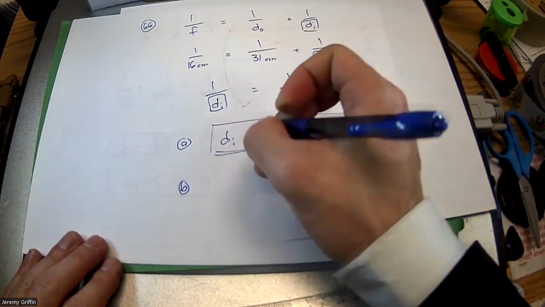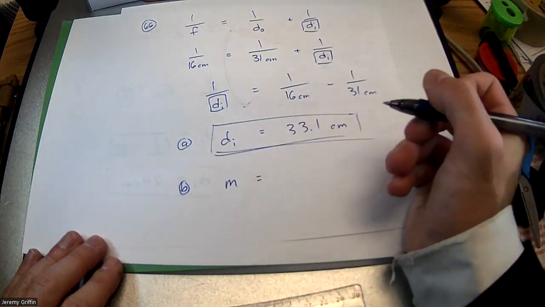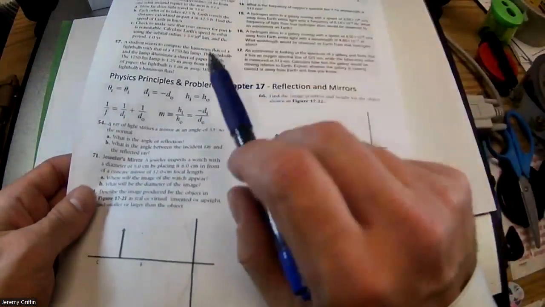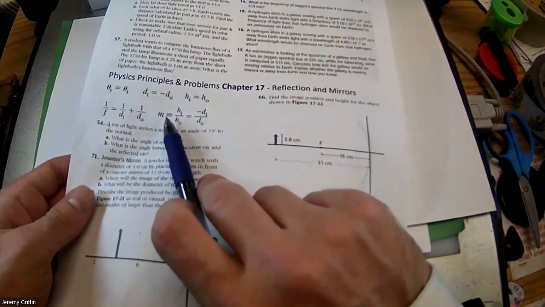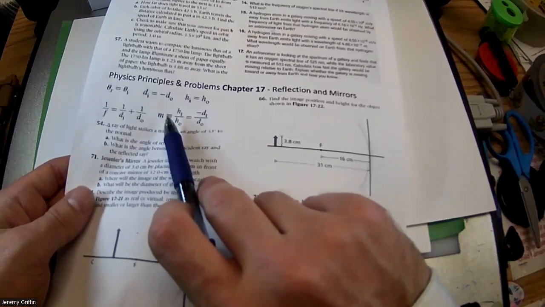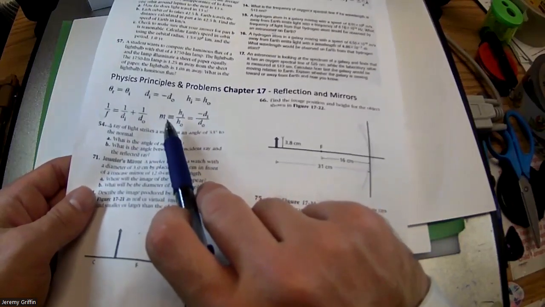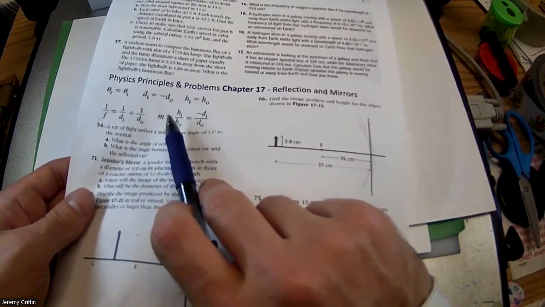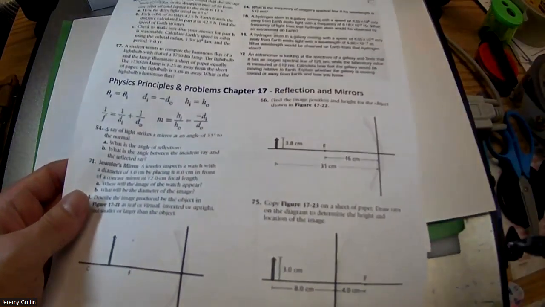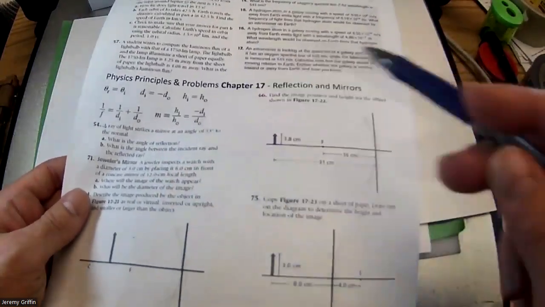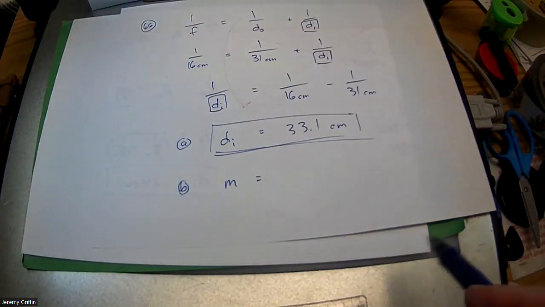Part B is going to be magnification is equal to. Here, there's a little detail I just want to mention. If you see 3 lines like that, it means it's defined as. So the definition of magnification is the ratio of the heights, which is also equivalent to the ratio of distances. Okay, so I'm just going to say equals.